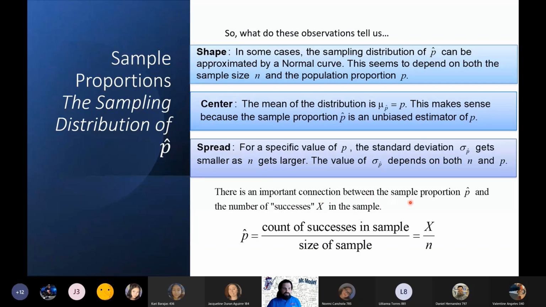There's an important connection between the sample proportion p hat and the number of successes x in the sample. Now we're referring back to our random variables from chapter 6, where p hat, the proportion of orange candies, equals the count of orange candies in the sample divided by the sample size, which is the random variable x divided by n. You do not need to write this formula down. This is moving us towards what we actually want.